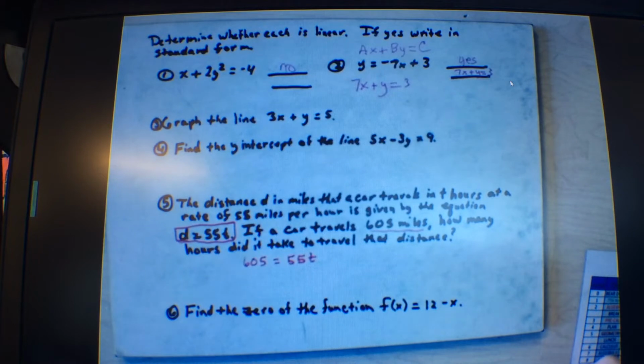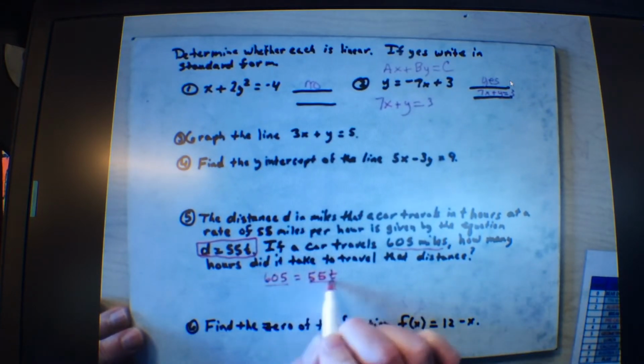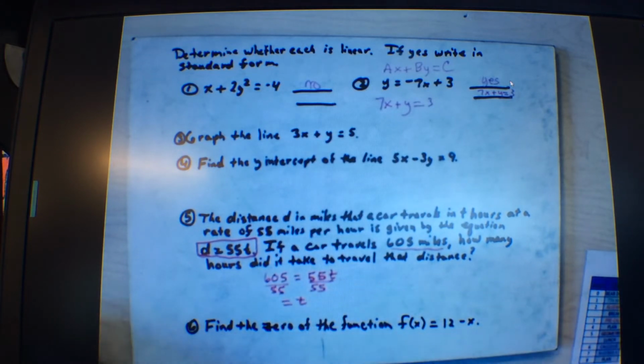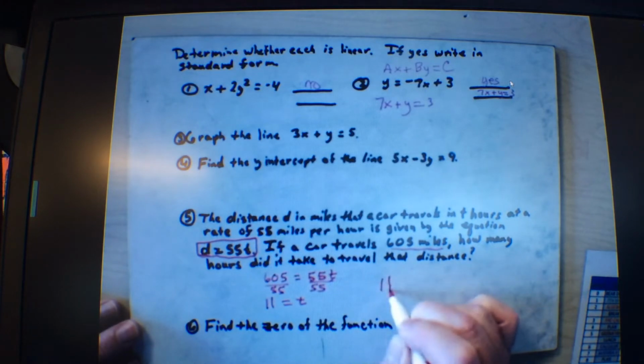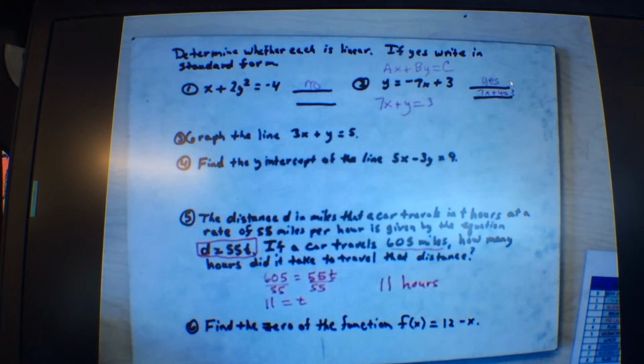Okay. All right, now what? I'm going to come back to you, Tater. All right, we're going to divide both sides by 55. Okay, and you can use a calculator. So T is what? 11. So what does that stand for? 11 what? Hours. It takes you 11 hours to drive 605 miles if you go 55 miles an hour.